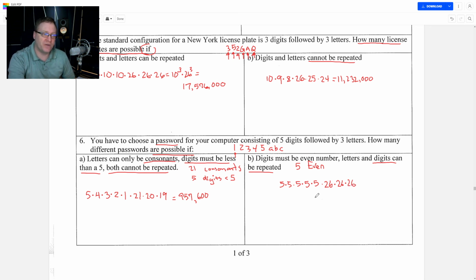So the answer here is going to be 5 to the 5th power times 26 to the 3rd power. And if you put that into a calculator, you'll get 54,925,000. I think that's right. All right. So that's how you do these problems.